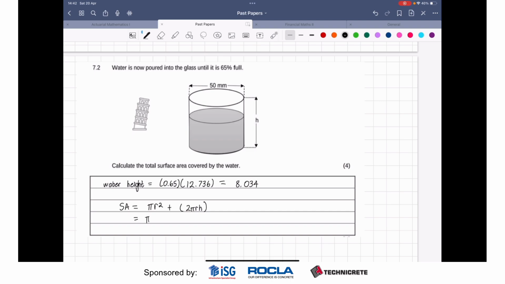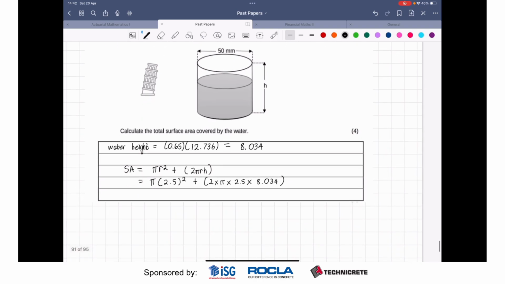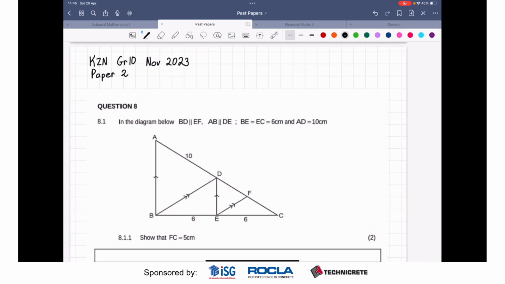So I'll have pi times 2.5 centimeters squared plus 2 times pi times 2.5 times my new height, and I can put that all in my calculator, and I get that the surface area is 70.11 centimeters squared. And this is question 8.